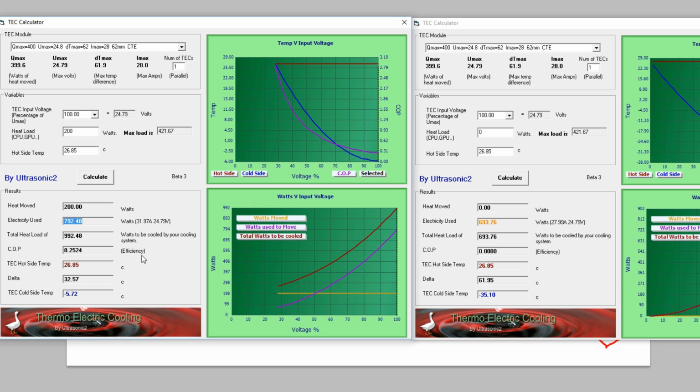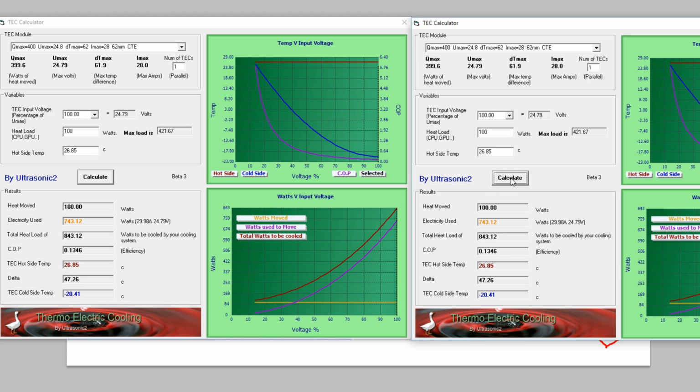We're using almost 800 watts of power. Now if we went to two parallel TECs, or TECs next to each other, we can compare that. So that would be the same heat load shared across two TECs, which is now half, and this would be the result.